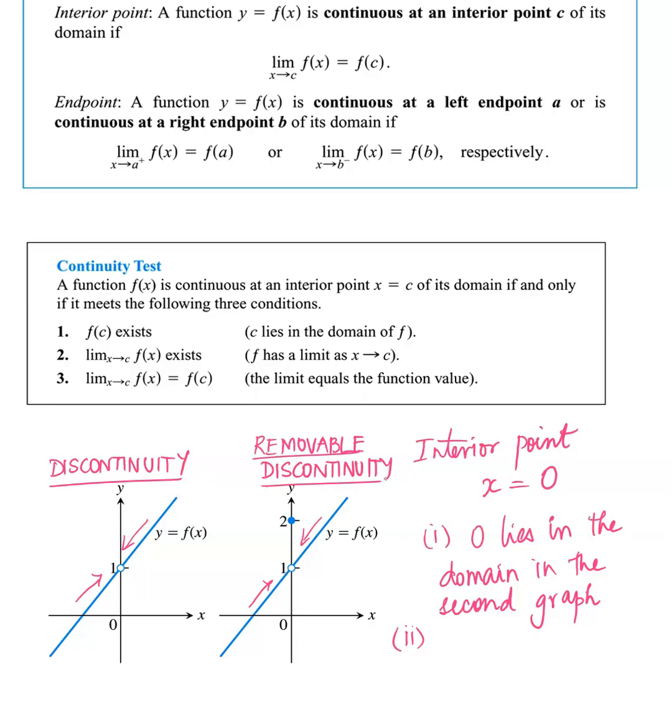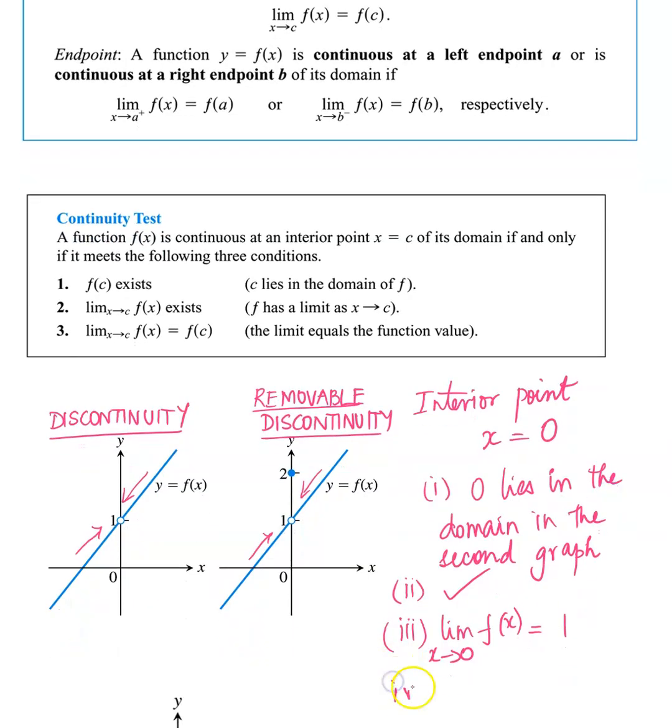All right. So limit exists. Yes, we know that the second condition is true. What about the third condition? Does the limit equal the function value? Now for the first one, we saw that it's not defined at 0, so that's not going to work. But for the second graph, we have the limit of f of x as x approaches 0 to be 1. But we found that the function f of 0 actually pointed to the 2. So you see that there was no match. So there was a mismatch there.